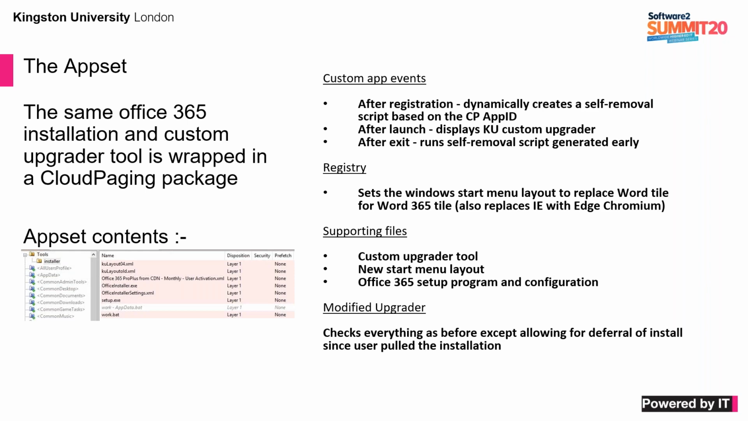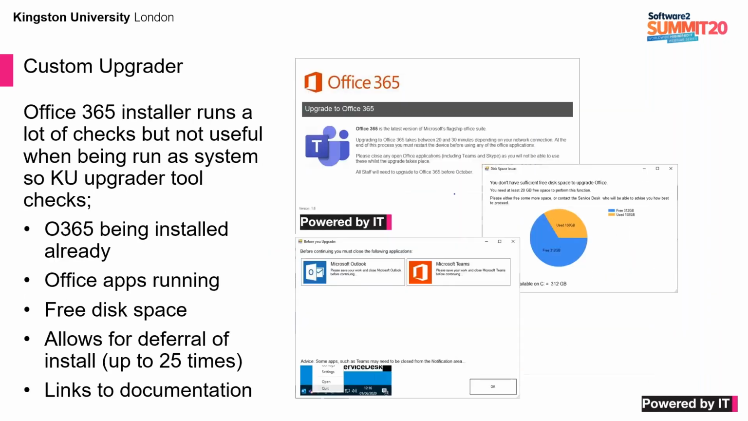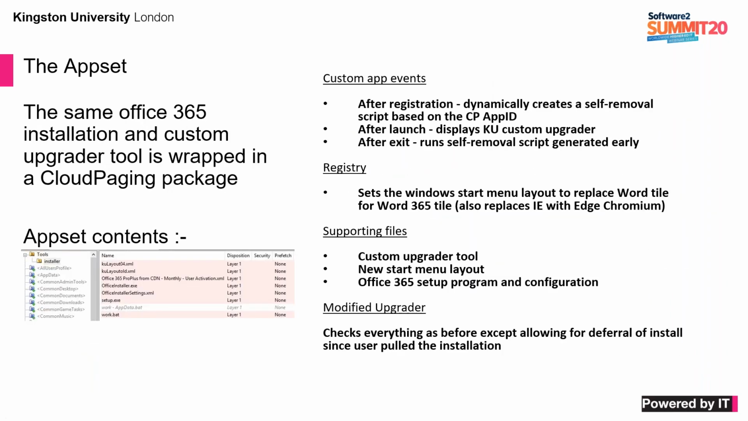Our modified upgrader, just going back to that earlier slide. So this upgrader was modified just to remove essentially one thing that we didn't need. Because we were asking people to go to AppsAnywhere and launch the app themselves, we removed the deferral option because there was no need to have that in there. It would confuse matters more than it helped. So that's what that does.